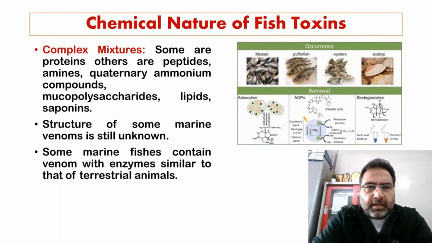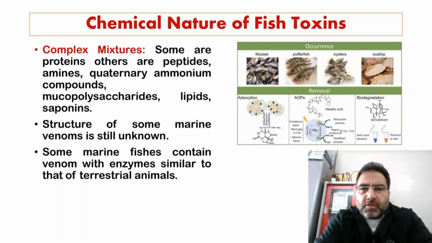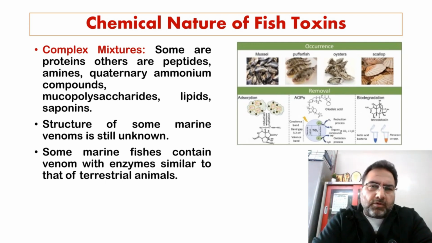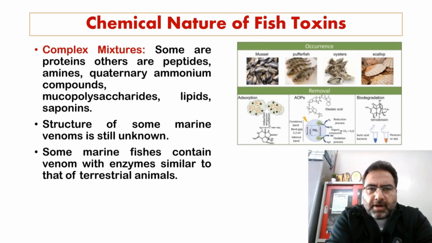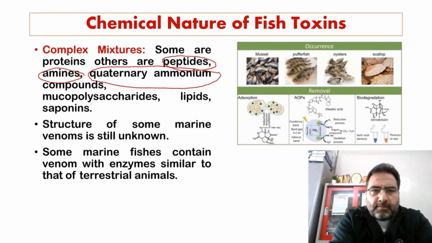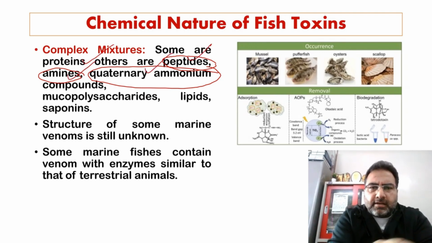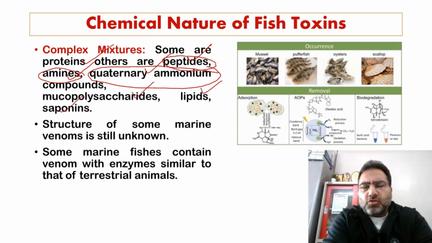Now let us have a look at the chemical nature of the fish toxins. When we talk about the poisons of fishes, they are complex mixtures. Some are proteins, others are peptides, amines, quaternary ammonium compounds, mucopolysaccharides, lipids, saponins. So it is a complex mixture. We cannot say that it is just one compound.